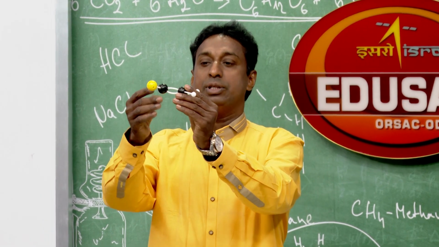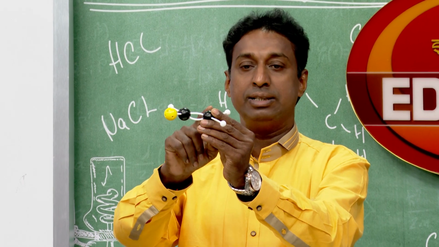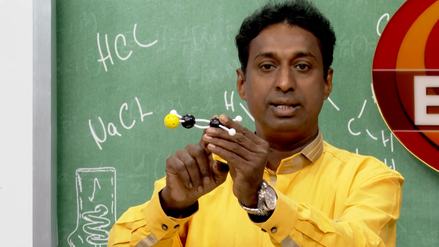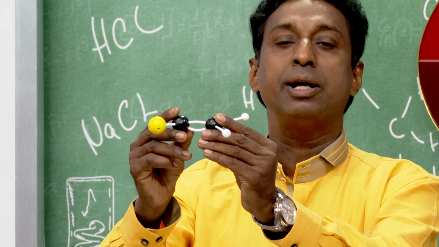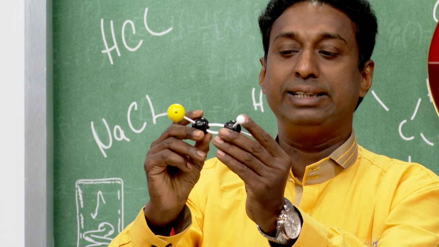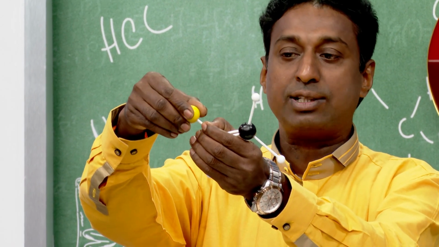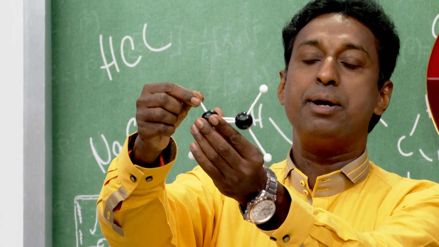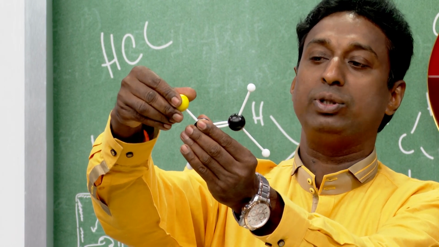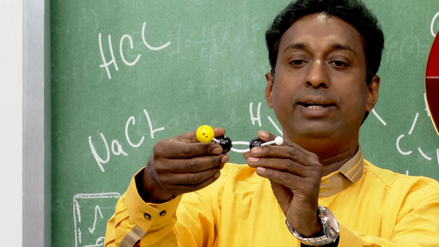See the model, carbon-carbon double bond: this carbon is sp2 hybridized, this carbon is also sp2 hybridized, and to this the halogen is attached. This is called vinyl halide. If I simply remove this halogen atom, this group is called the vinylic group. Once I put this halogen, this is called vinylic chloride or vinylic halide, depending on the halogen attached.